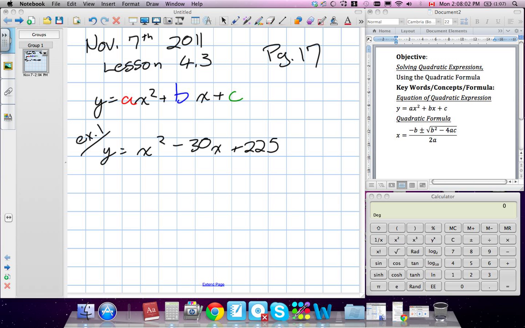Today is November 7th, 2011. We're doing lesson 4.3 now. In this lesson, we're going to be solving quadratic expressions using the quadratic formula.